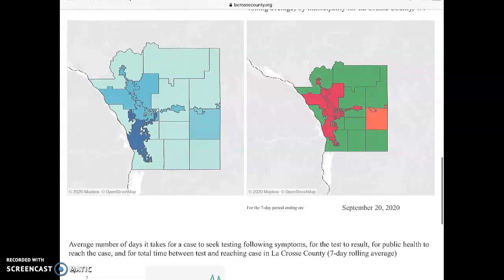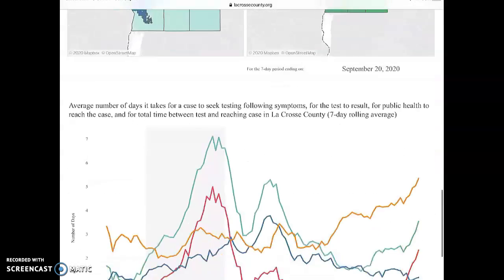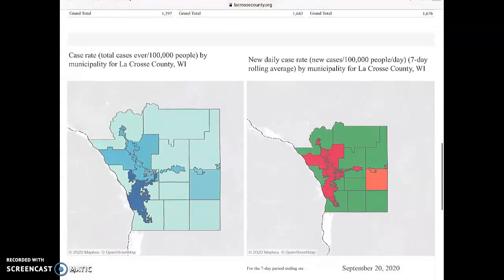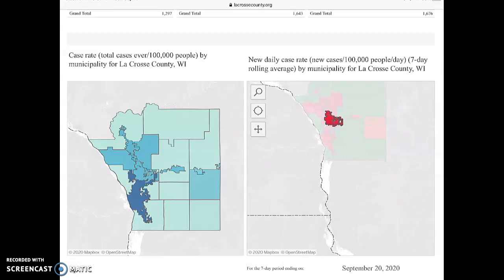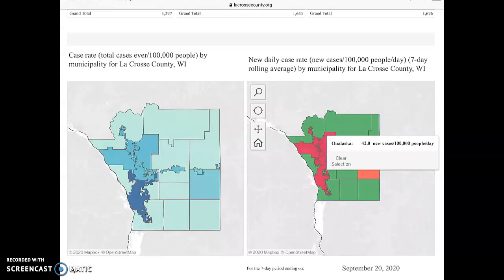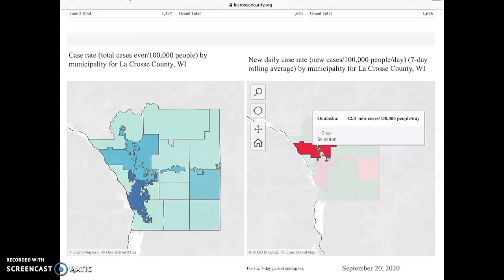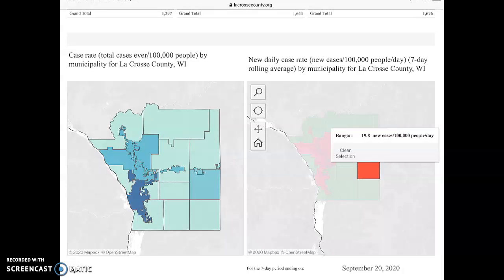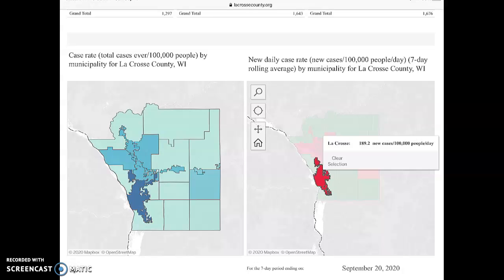And the area data that we're looking at. There's line data as well. So there's a lot of charts and graphs in this. One thing that's kind of nice is when we click on these areas, it will tell us what area we're looking at. So we have Unalaska here. Here's West Salem. This area in orange is Bangor. We have La Crosse area, so that's kind of nice. That's kind of why I linked it.